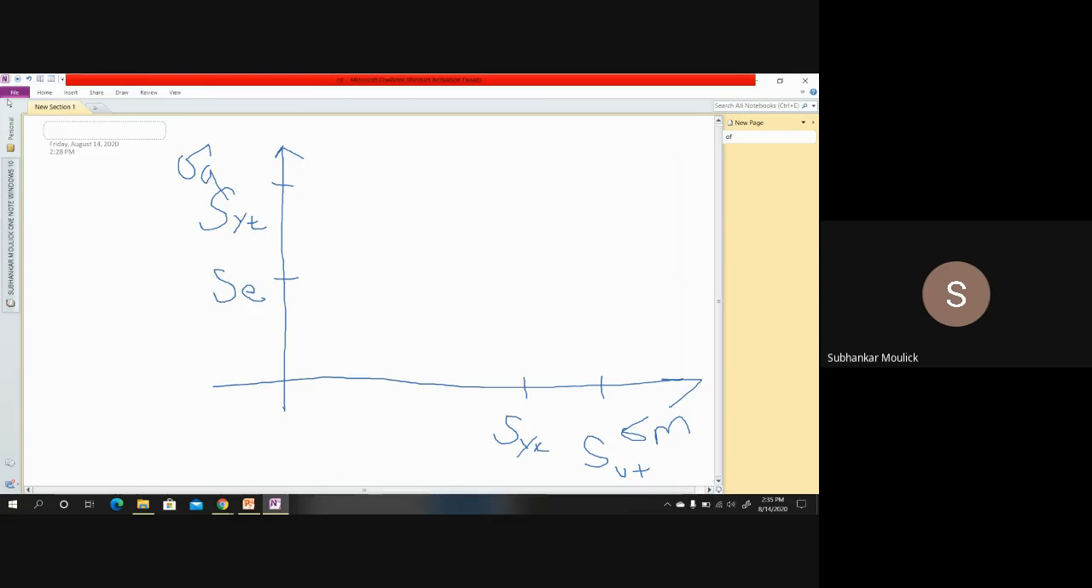Now if you join SYT from y-axis to SYT in x-axis, this particular line is known as your yield line. But if you join SE with SUT, this is your Goodman line.